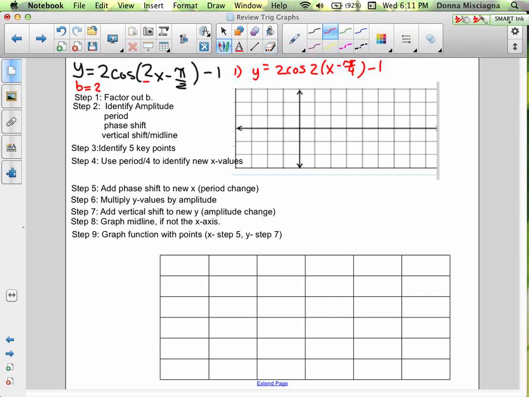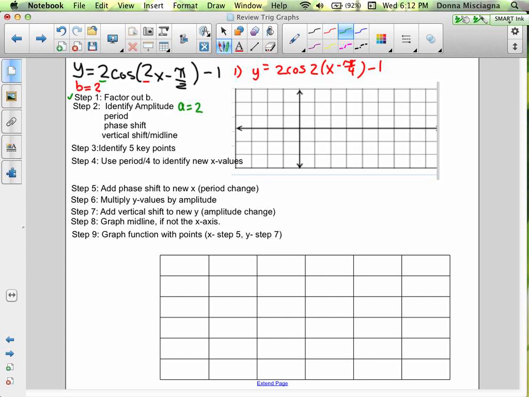All right, so now we've factored out b. We need to identify the amplitude. The amplitude is the coefficient on cosine. The amplitude is 2. So we've done step 1. Now that we've identified the amplitude, let's identify the period.